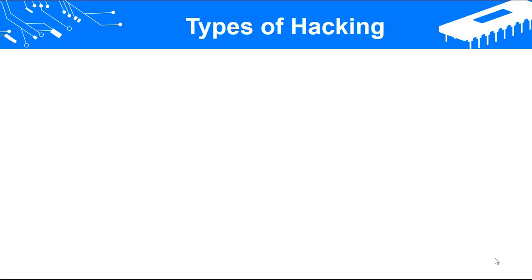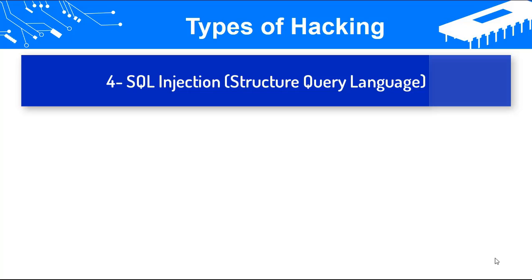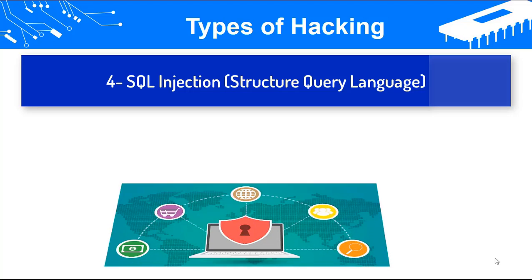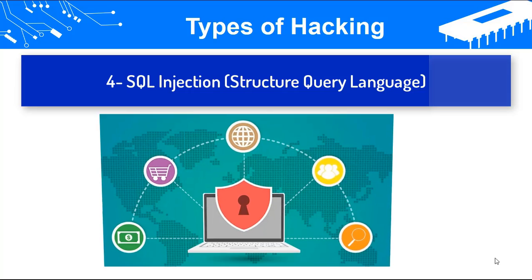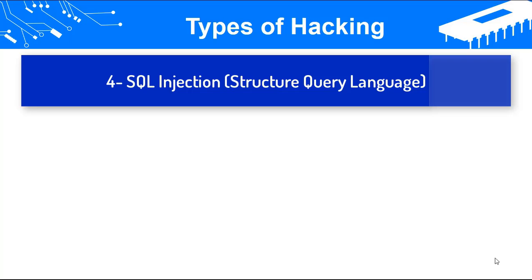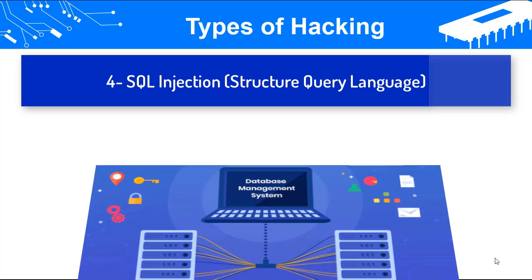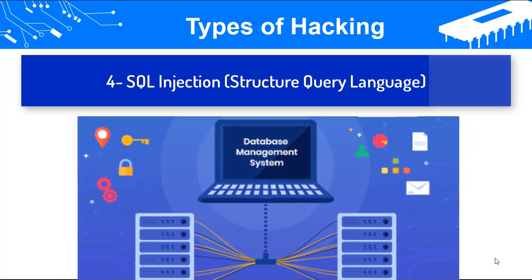The fourth type is SQL injection. It's known as structured query language injection. It is a technique that exploits security weaknesses in a website. It achieves this by inserting code into a database field on a website.